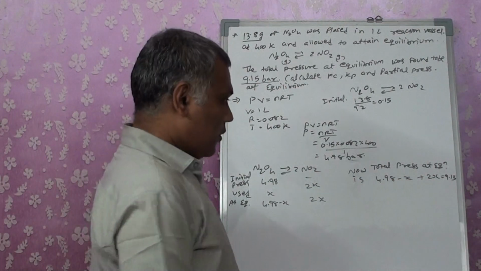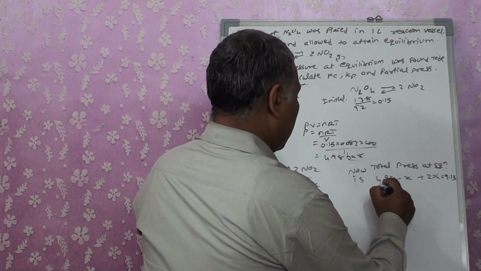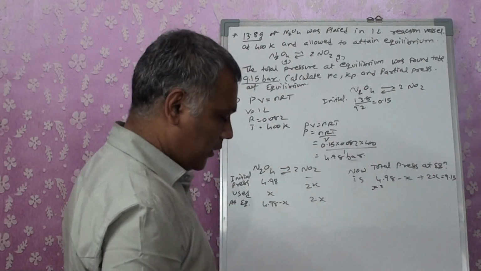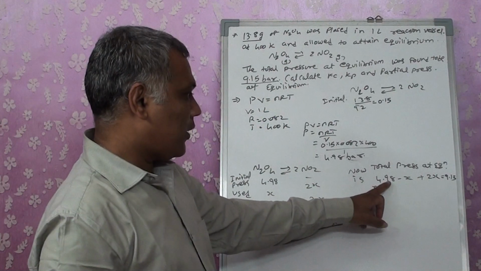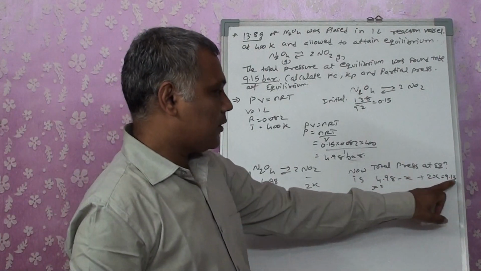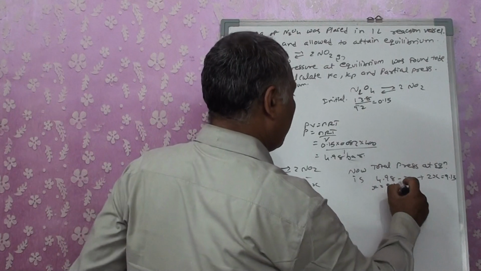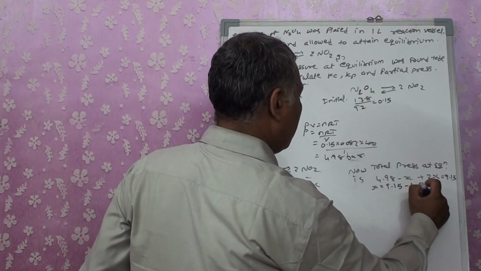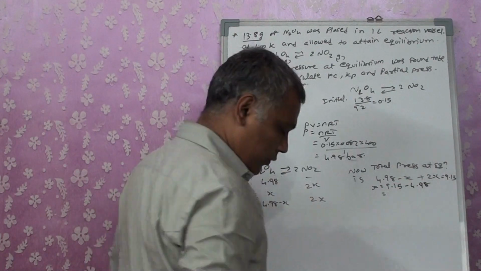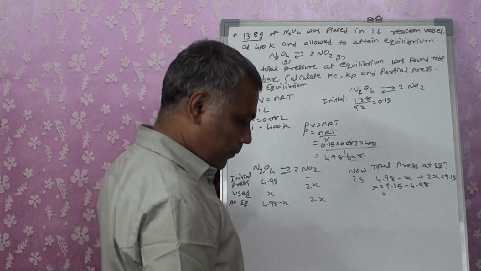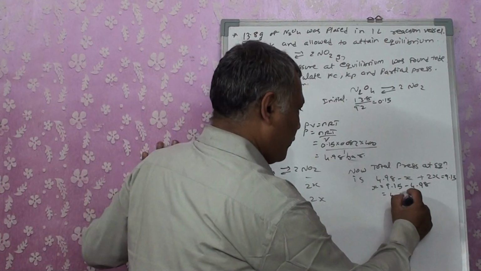So now I will calculate the value of x. We get 4.98 plus x equals 9.15. So x is 9.15 minus 4.98. So we will get the answer equal to 4.17 bar.